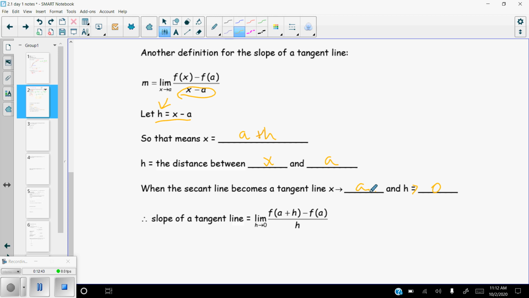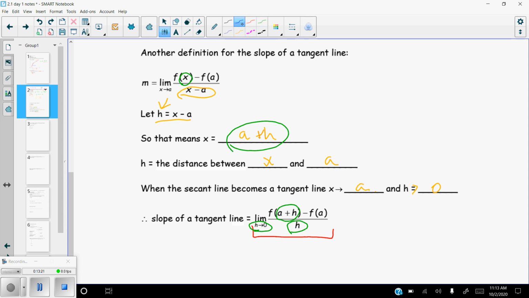So now all I'm doing with this second equation down here is substituting. Right here, a plus h took the place of x, because x is a plus h. So I just replaced the x with a plus h. Still got minus f of a. That hasn't changed. And the only other difference down on the bottom is that this h now took the place of the x minus a. And notice that this h is approaching 0, as opposed to x approaching a, but they mean the same thing.